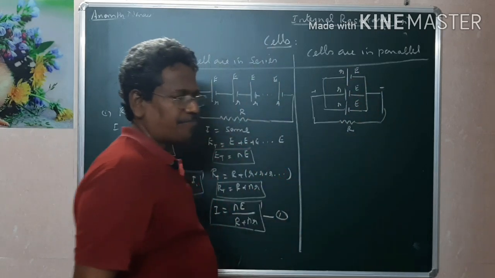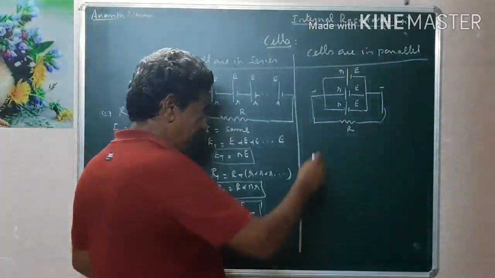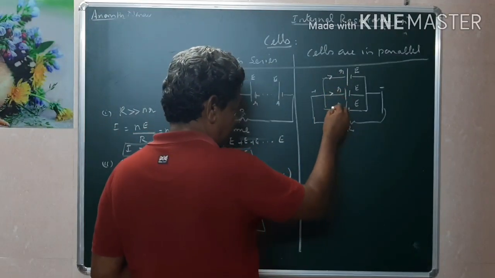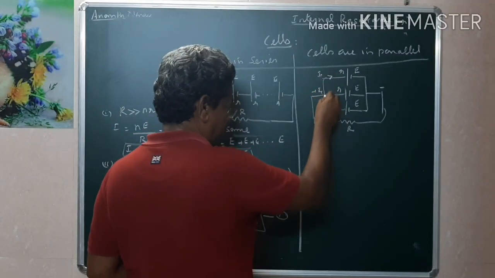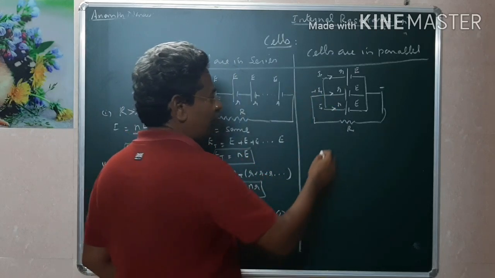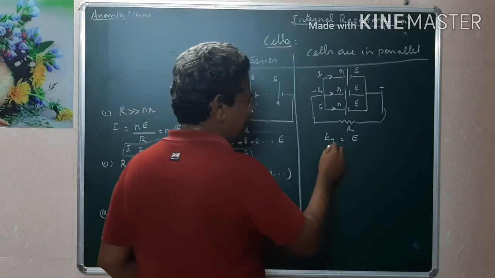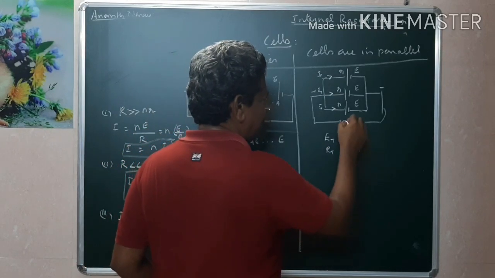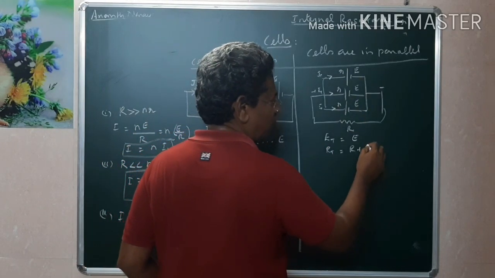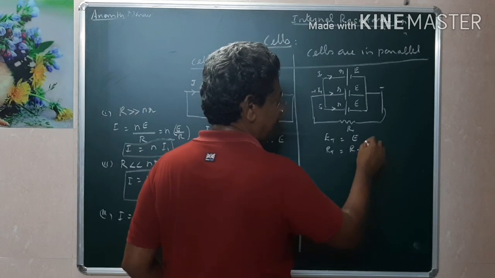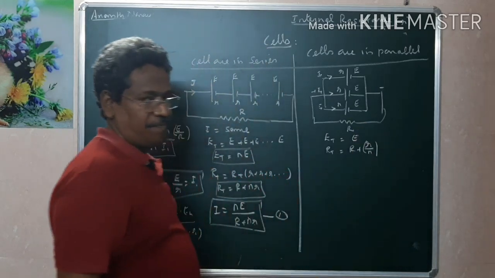In this case, current will get divided into different currents. This is I1, I2, I3. Current will be different, but voltage will be the same. Then what is the total voltage? Et is equal to E. What is the total resistance? R plus, when they are connected in parallel, the equivalent formula is r by N. This is the total resistance of the parallel combination.